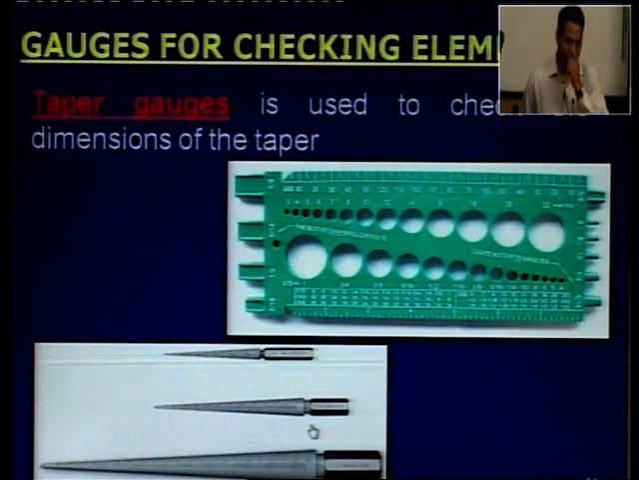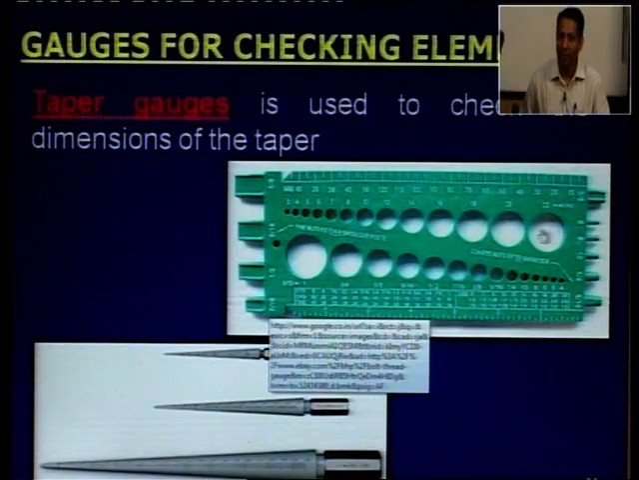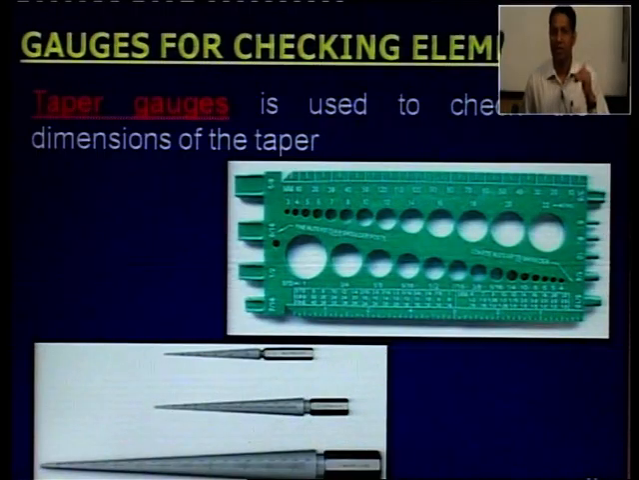Similarly, the taper gauge. Taper gauges are used to check the dimensions of the taper. Now, this is an example of the taper gauge. This is a taper gauge, this is another taper gauge, this is another taper gauge. These are the taper gauges which are used to check the taperness either in the longitudinal dimension, vertical dimension, thickness dimension or circular dimension, circularity.